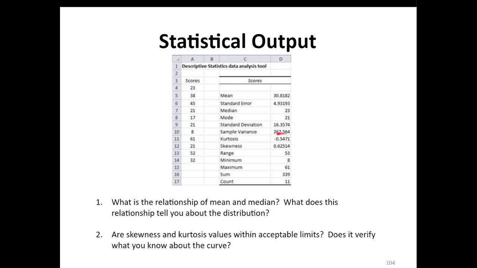The last thing we're going to look at is kurtosis. The kurtosis says that it's -0.54. The acceptable range for kurtosis is -3 to +3, and this lies well within that range. This is saying that the distribution is just slightly squashed down. It's slightly platykurtic, slightly negatively kurtotic, and it's looking pretty good. So again, this one is okay.